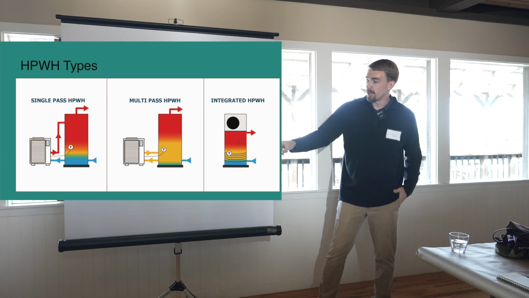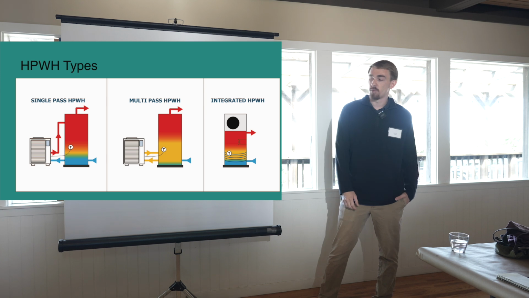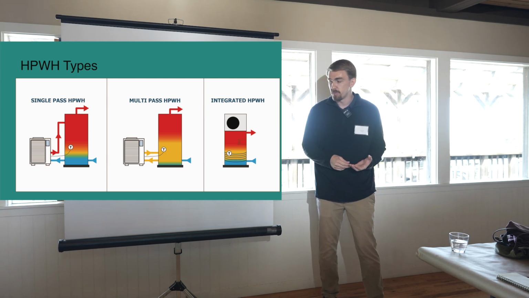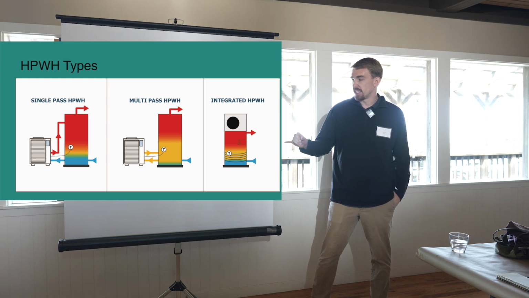And then the integrated heat pump is what you might be used to on the residential side, but they make commercial sizes as well. They have all of the components packed into a single package. So you could go to Home Depot and you could get one unit with the storage, electric resistance, and the heat pump.